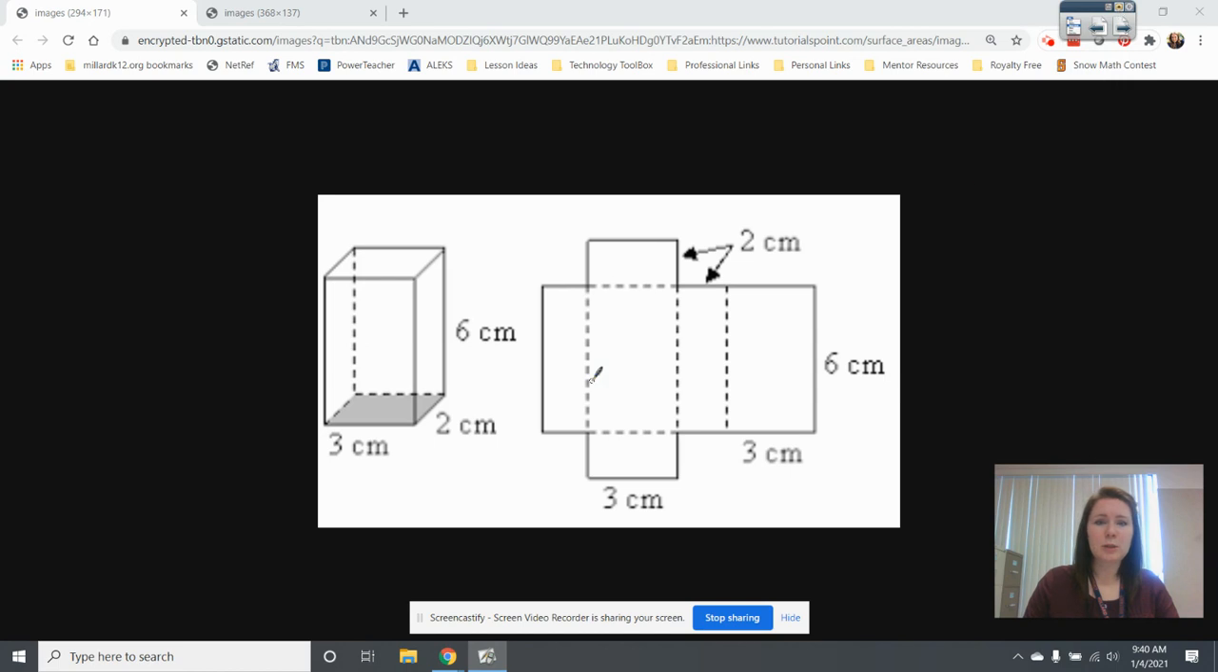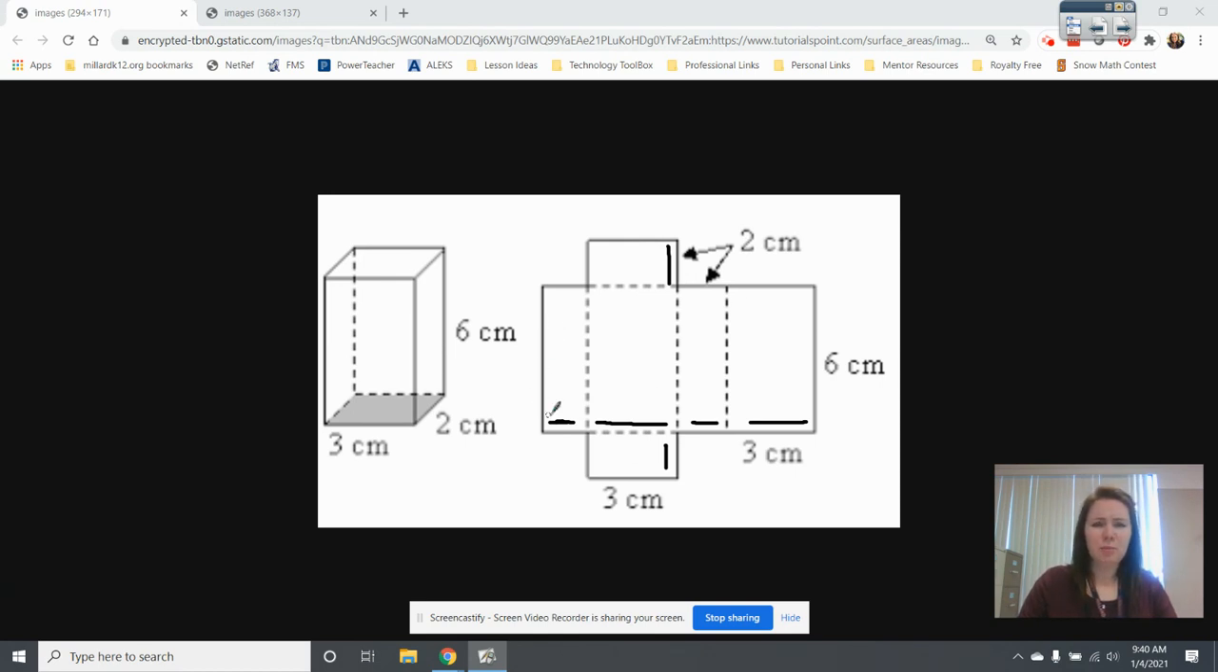So, different from volume, to find the surface area of this rectangular prism, we just have to find the area of this rectangle, then this rectangle, and this rectangle, and this rectangle, and this rectangle, and this rectangle. Whew, that was a lot of rectangles. Let's go ahead and start over here.